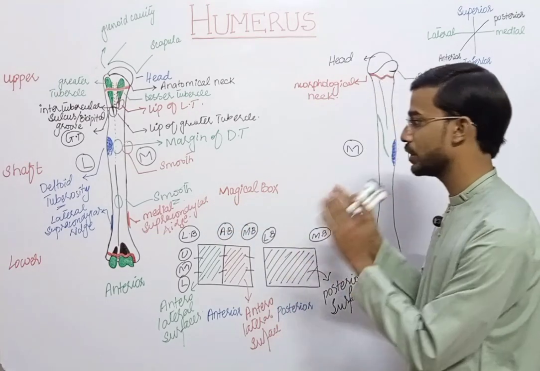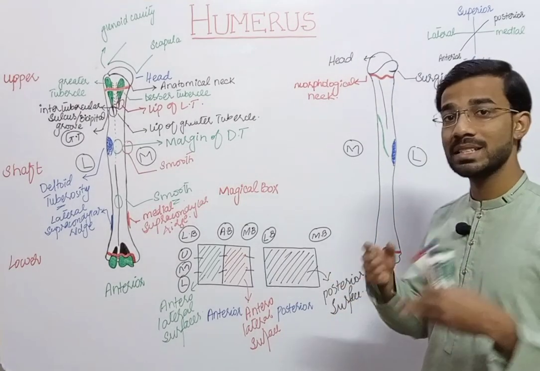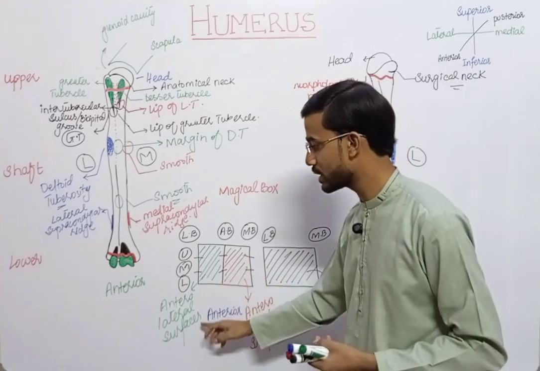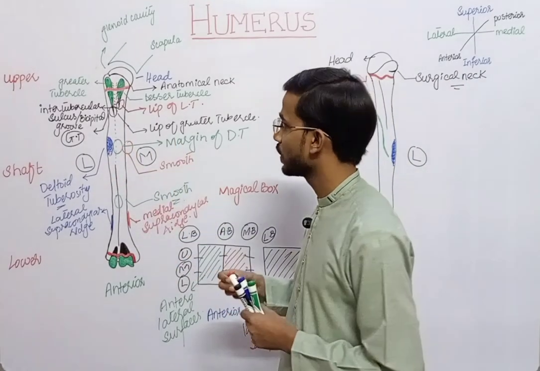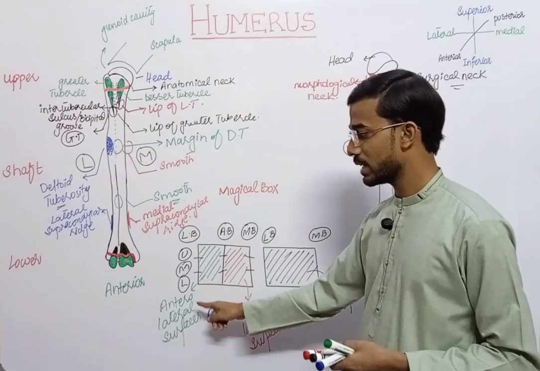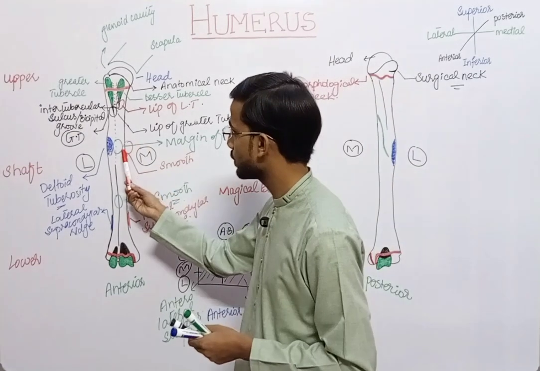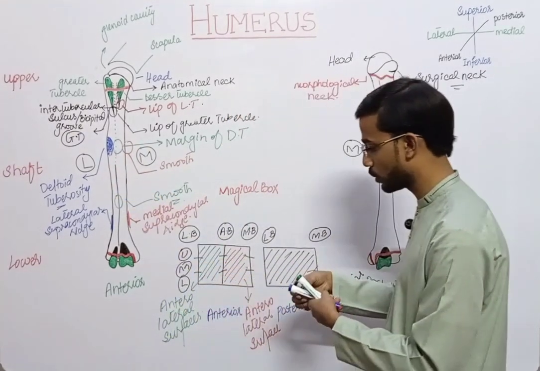So these are basically the three borders. And if we talk about the surfaces, the anterolateral surface is present between these two borders. The most important component present in the anterolateral surface, which is present between the anterior border and the lateral border, is the deltoid tuberosity.